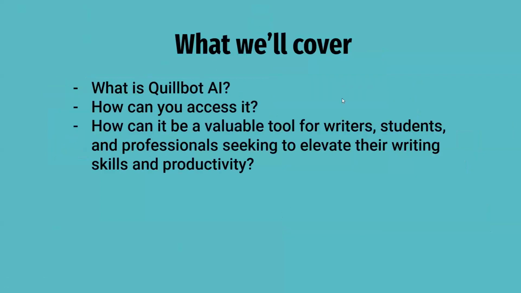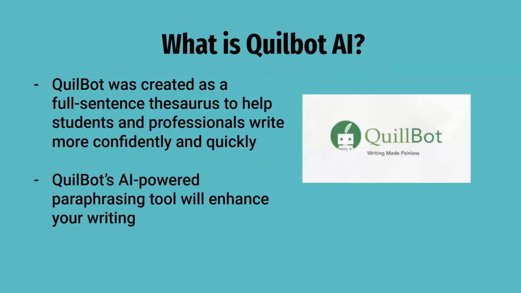We'll cover what is Quillbot AI, how you can get to it and use it, and how it's useful to you in your life. Next slide. Quillbot is a kind of writing assistant to make your writing better. It can do things like paraphrase sentences you've written and update your vocabulary or check your grammar, and it's a really useful tool. Next slide.